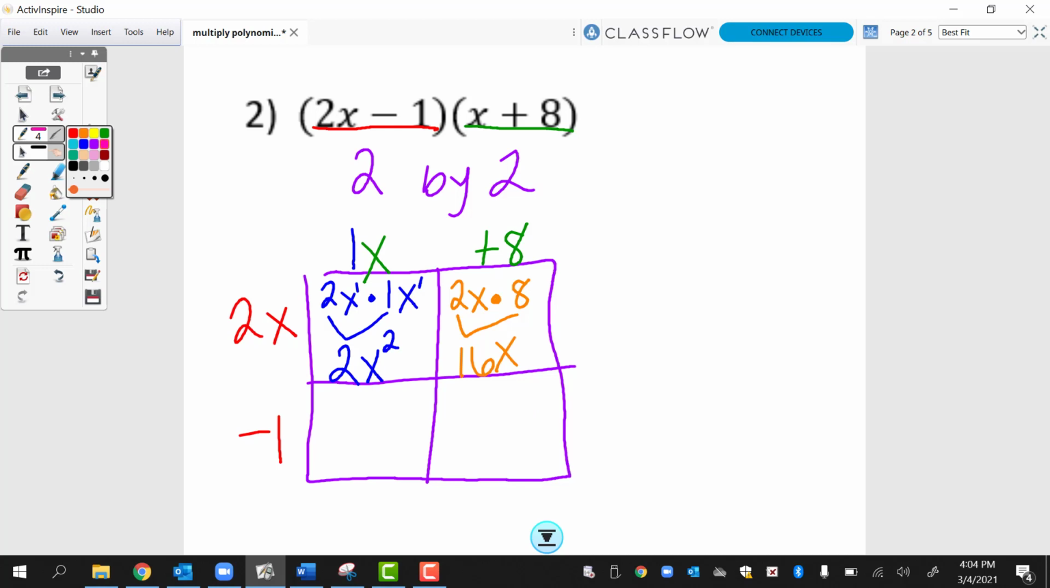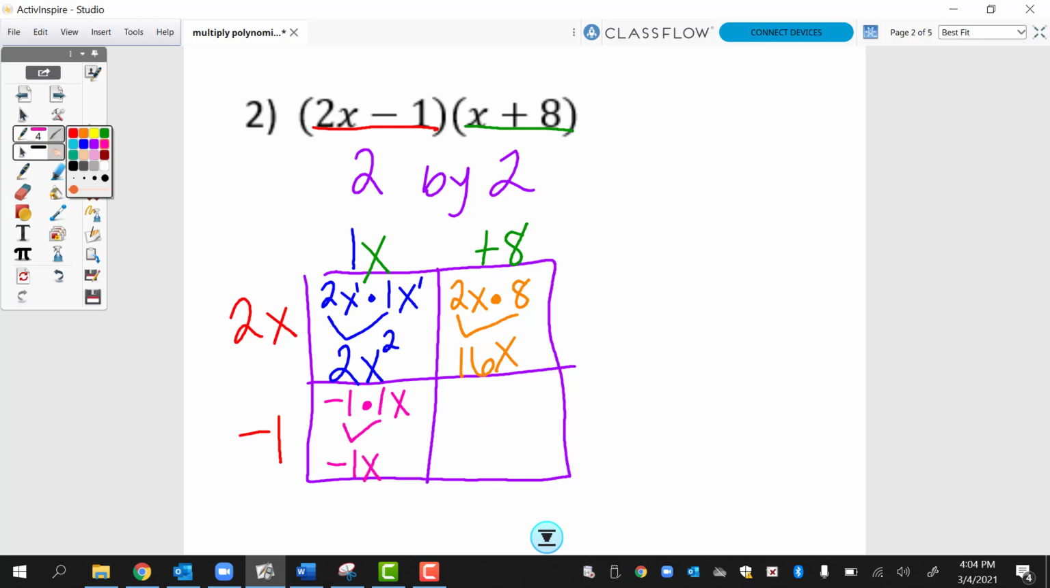Next row. Down here, I'm doing negative 1 times, what was up here, a positive 1x. So I multiply my big numbers. Negative 1 times positive 1 is negative 1. How many x's are in the box? Well, there's no x here, 1x here, so just an x.